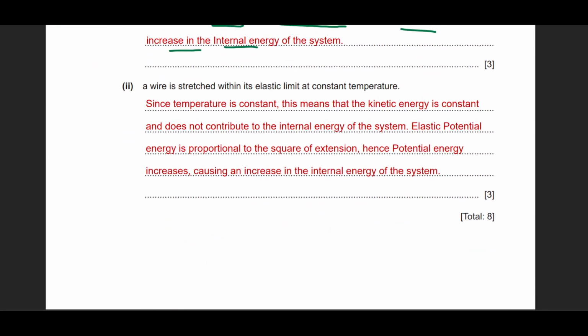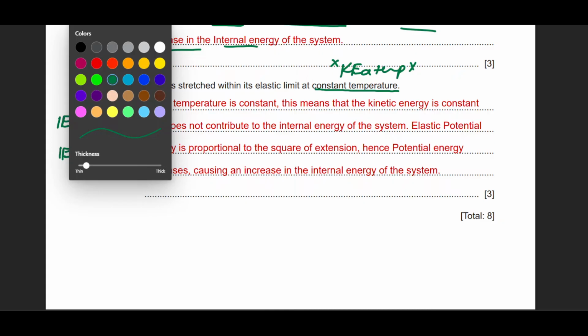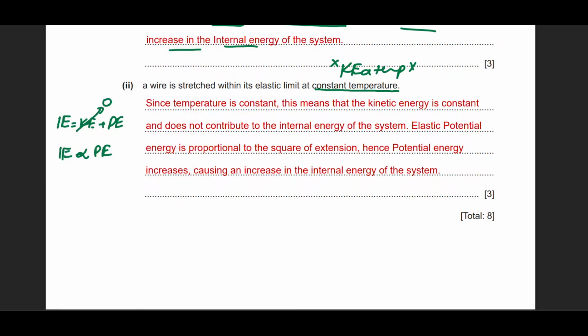Now, same logic is for part number 2 as well. A wire is stretched with an elastic limit at a constant temperature. Now, notice if the temperature is constant, and we know that the kinetic energy is proportional to the temperature. If temperature is not changing, kinetic energy is not changing. Again, simply put, if internal energy is equal to kinetic energy plus potential energy, then kinetic energy is not participating. So we are left with internal energy being only proportional to the potential energy. Now, in this situation, what is the source of that potential energy? Where is that coming from?